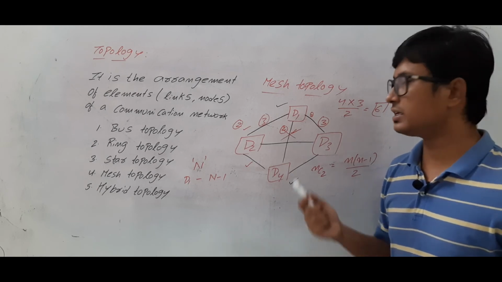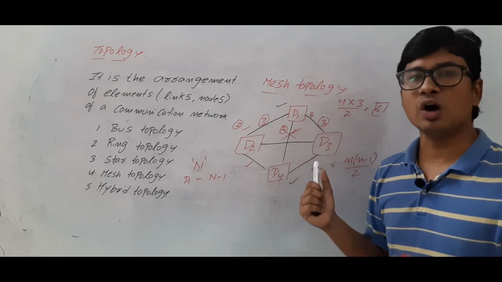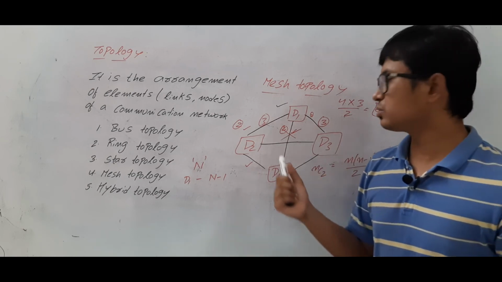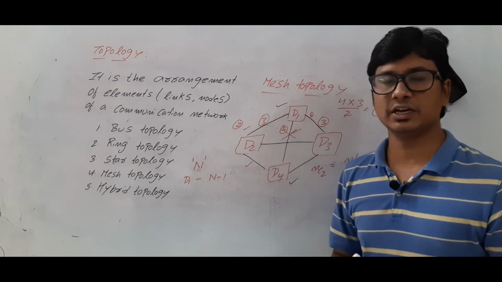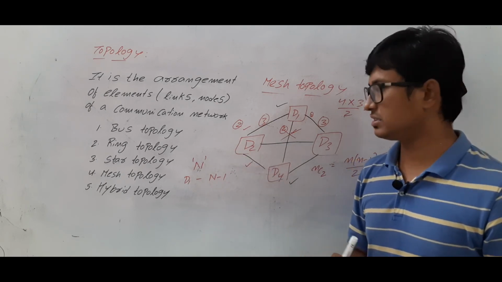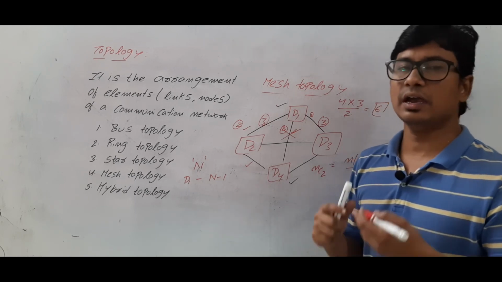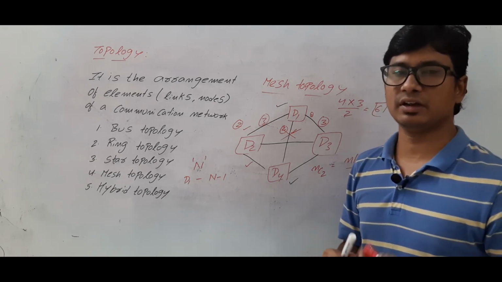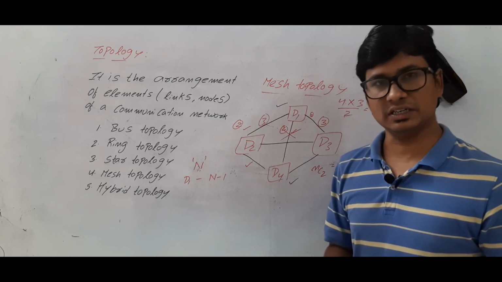So the number of links is more. However, the advantage is that it is reliable, but it is a costly solution. If one link fails, there is no problem; still the communication can happen between the devices. So I hope you have understood the mesh topology, how the communication happens in it, and its advantages and disadvantages.